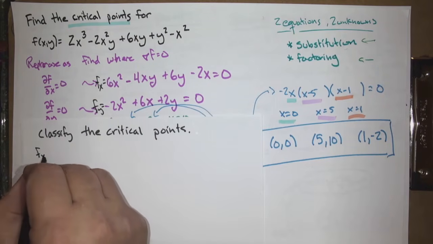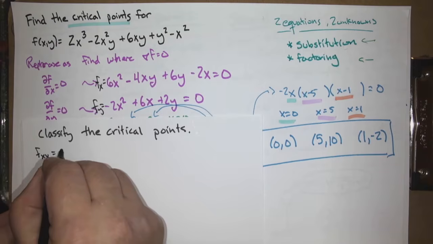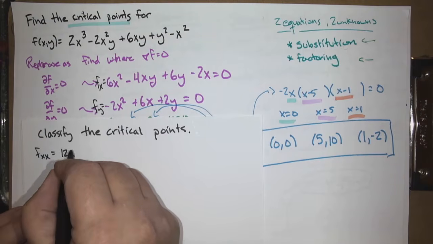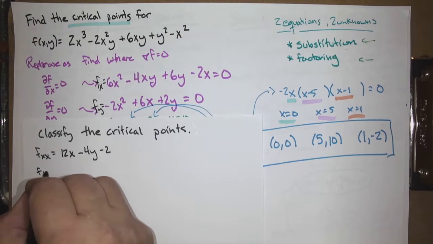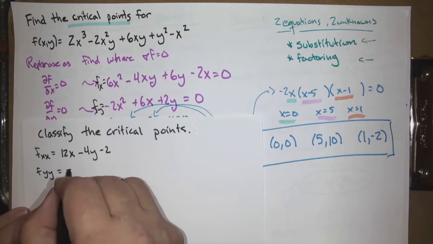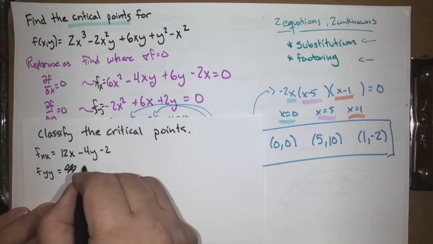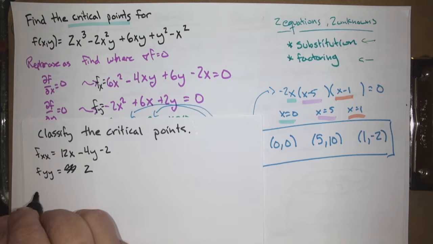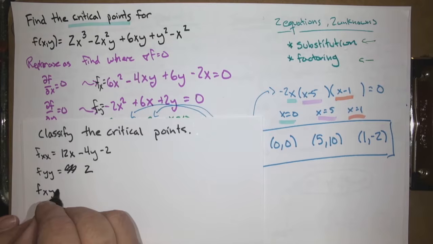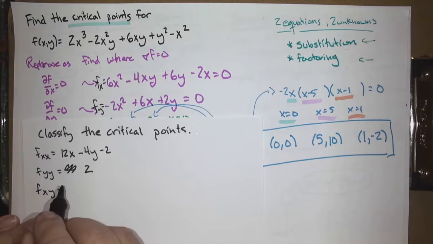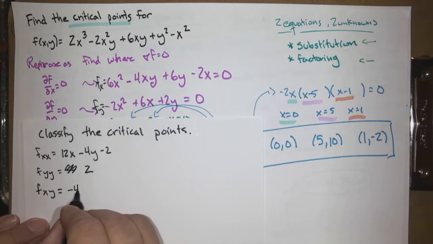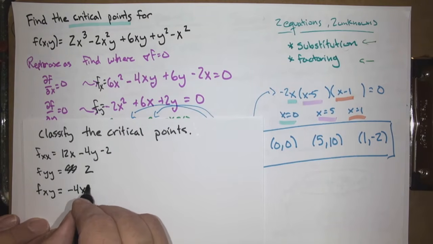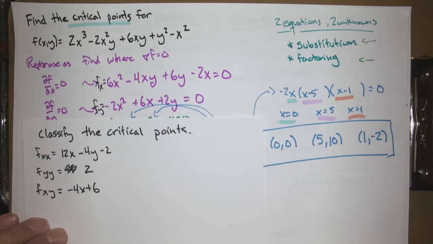So we'll look at fxx, and I'll just write these down in the interest of time. 12x minus 4y minus 2. Fyy is minus 2. And fxy, that's take the derivative of f sub x with respect to y: minus 4x plus 6. Yes. All right.